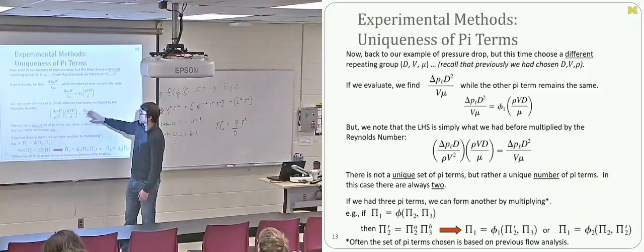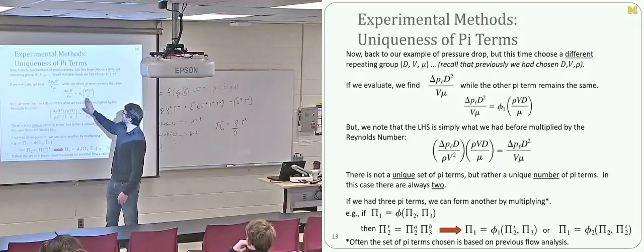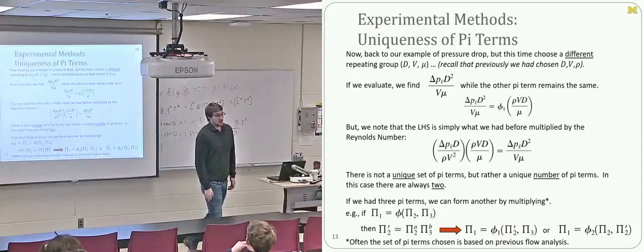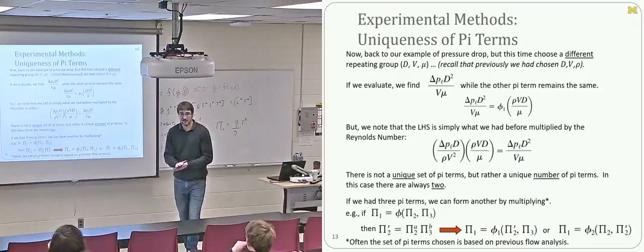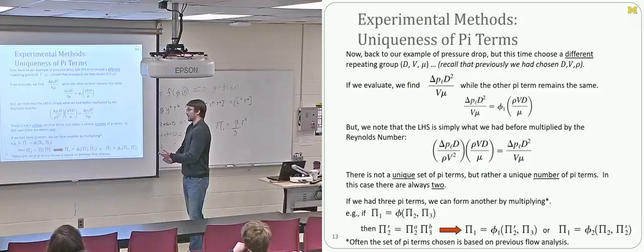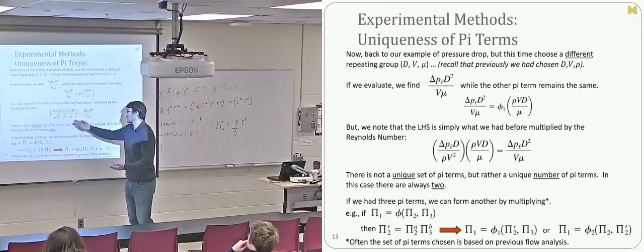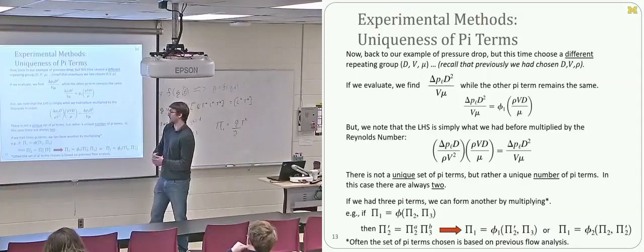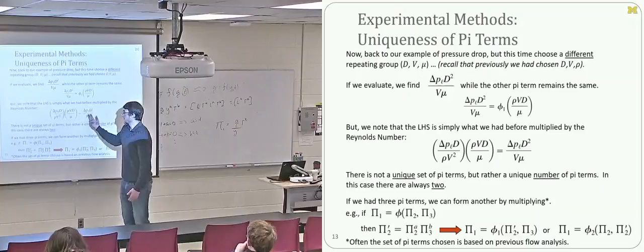Okay. But if you note, the pi term on this side would simply be a product of the pi term inside of here multiplied by our original pi term. So the idea here is that our pi terms are never unique sets. All that dimensional analysis says is that you will have, for example, with a pipe flow problem, two pi terms. They will be dimensionless. And those pi terms are then fairly arbitrary. For example, here we say we have two pi terms. We can multiply those pi terms together arbitrarily, and what we still have is a valid relationship. Okay.